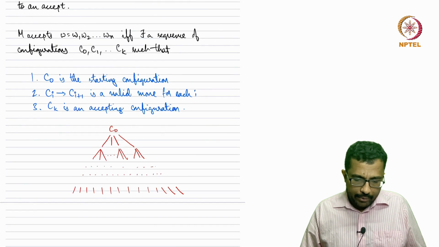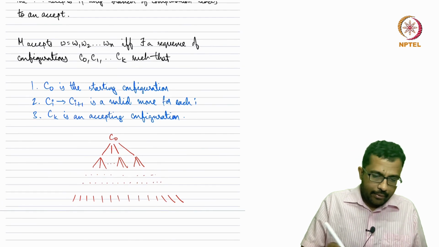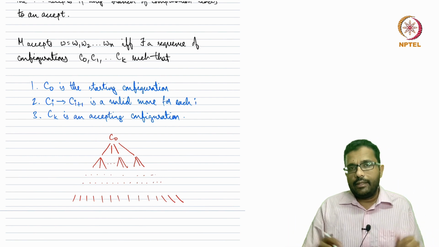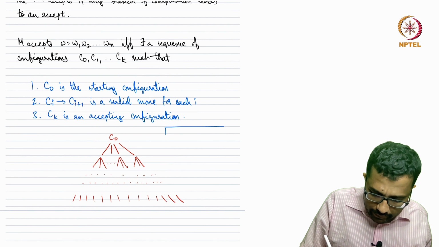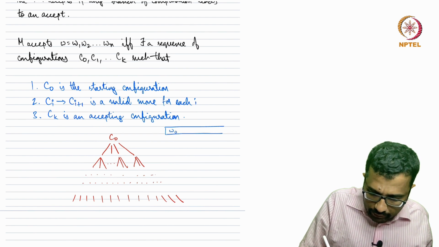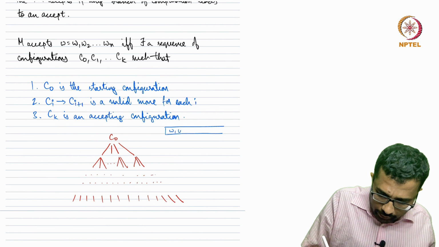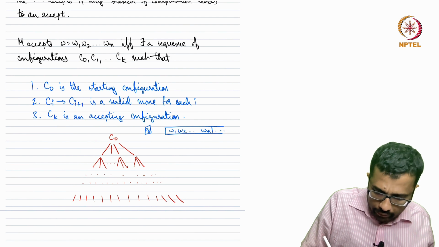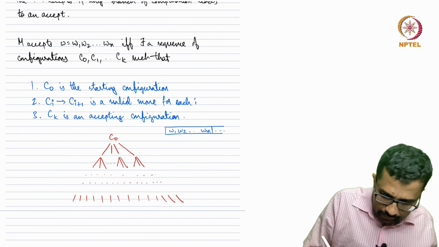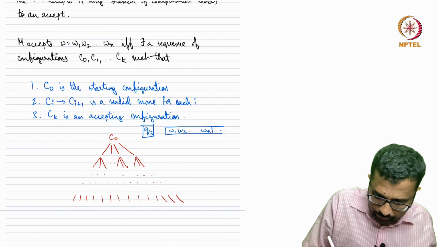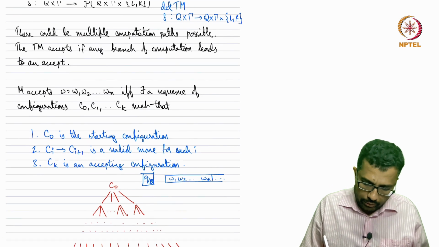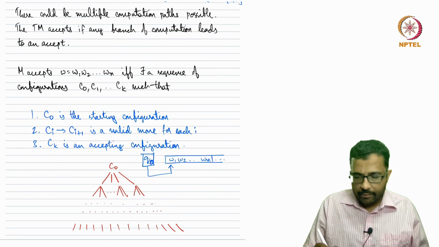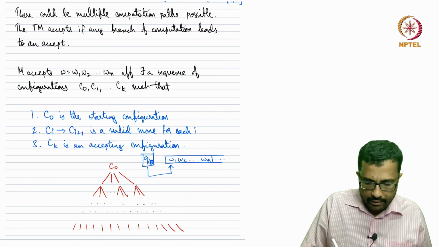As a result, the starting configuration is fixed. It is the starting state followed by the input string. So you have W1, W2 up to Wn, the starting state Q0, and the head pointing to the first location. This is the starting configuration, which I am calling C0.